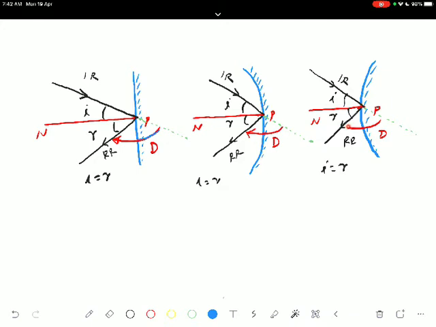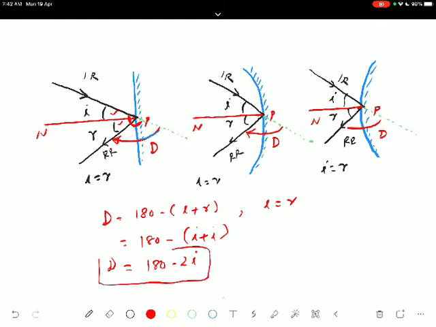So what is the value of this angle of deviation? You can see that I is equal to R, and this total angle is 180. From this angle and this angle you have to subtract. So deviation is equal to 180 minus (I plus R). I is equal to R, you know. So this is 180 minus (I plus I), equal to 180 minus 2I. So the deviation produced by the reflected ray is 180 minus 2I in all the cases. Everyone should write this and also make the diagram in the copy. What is the deviation produced by the reflected ray from the initial direction? It is 180 minus 2I.